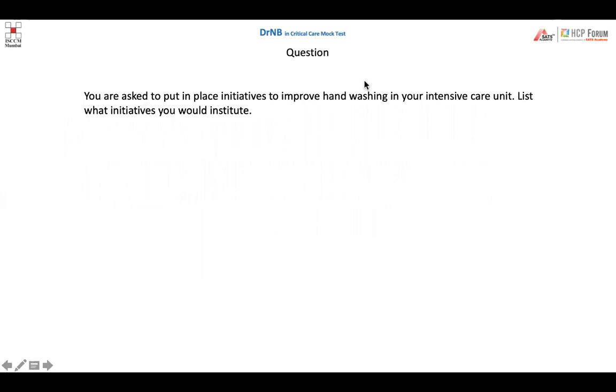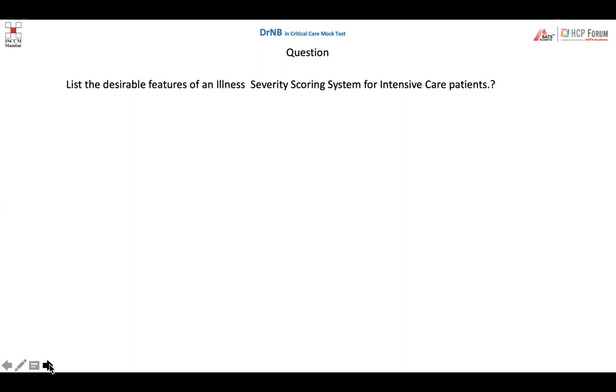You're asked to put in place initiatives to improve hand washing in your ICU. List what initiatives would you use. So educate, put signages everywhere, introduce the best products. So if your products dry the skin, obviously people will not use it. Keep sinks available, audit them, and give the feedback to the staff.